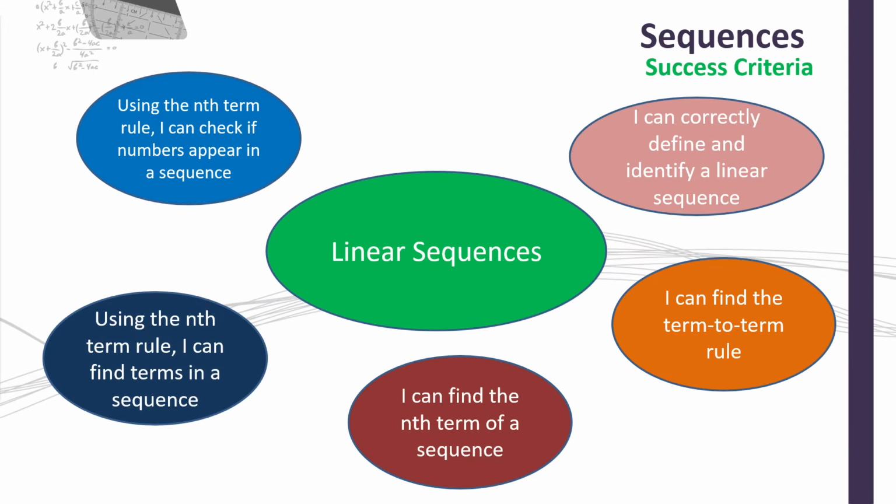In part 1, we'll find out what linear sequences are, how to find the term-to-term rule of a linear sequence, and how to find the nth term of a linear sequence. In part 2, we'll find out how we can use the nth term rule in order to find specific terms in a linear sequence, and to find out if a specific number appears in a given sequence at all. So, let's begin.